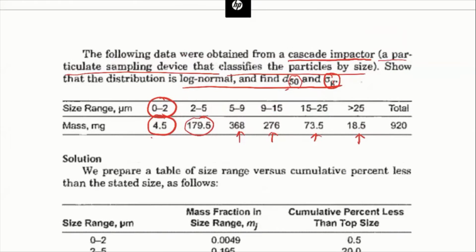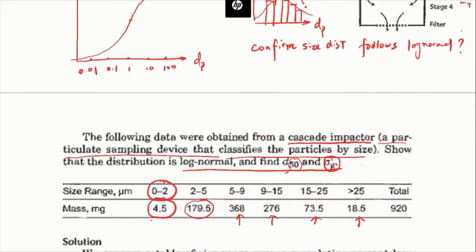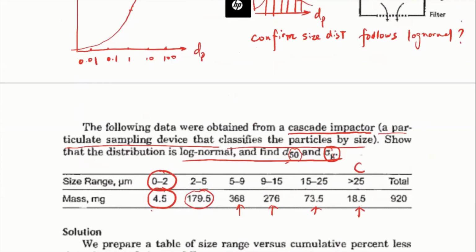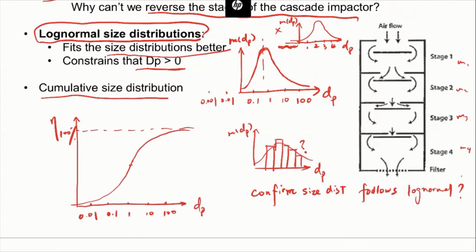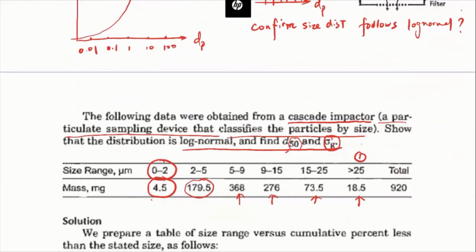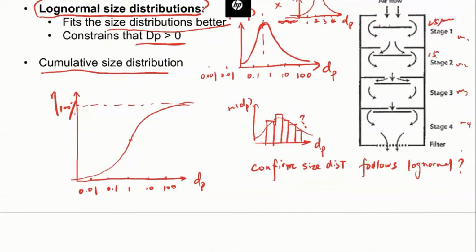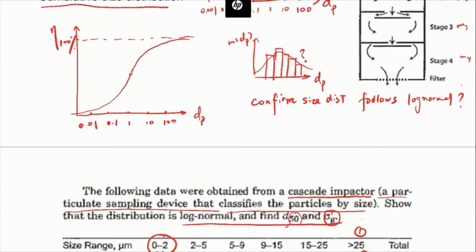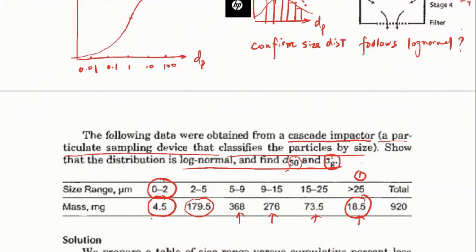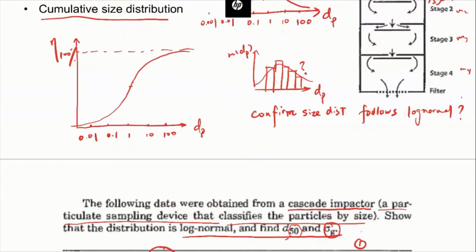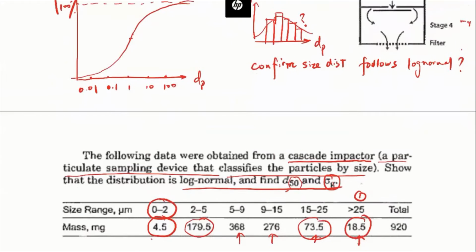If we correspond this to an actual impactor, then this is going to be stage 1, right? Stage 1 has a cut size of 25 micron. So all the particles above 25 micron are going to get collected here, and we can measure their mass. The second stage has a cut size of 15 micron. So that's why here we can measure its mass. That's going to be 15 to 25, right? So on and so forth. So we can get all of this information.